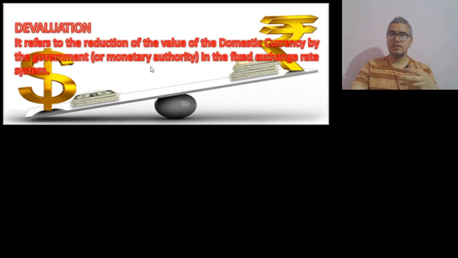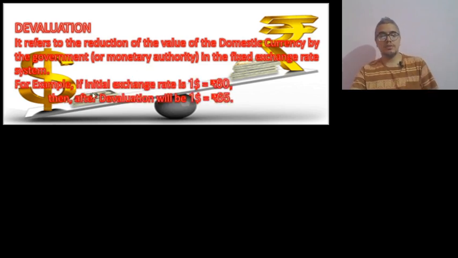Reduction in the value of domestic currency by the government in a fixed exchange rate system is known as devaluation. Okay, let's see an example. You will be able to understand it. If say the initial exchange rate is $1 equals rupee 60, then after devaluation, what will happen? $1 will be equivalent to more than rupee 60, whatever value it can take. I have given an example of rupee 65 per dollar.